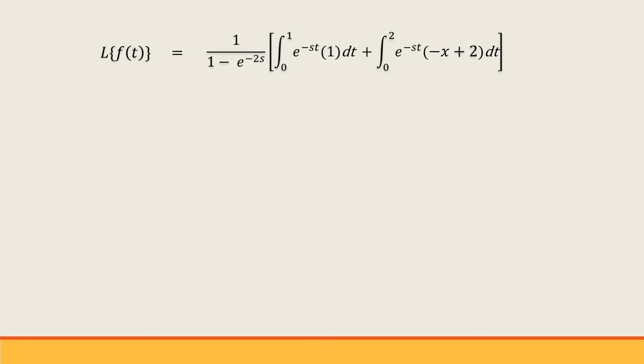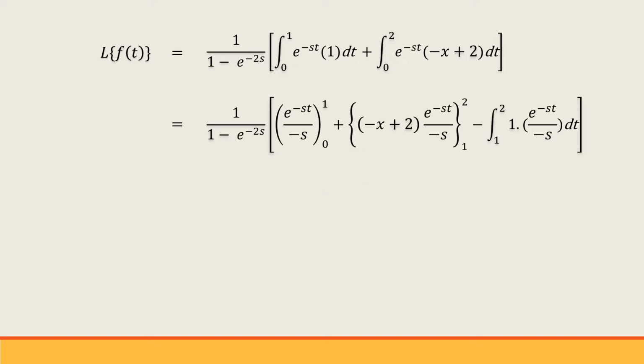So, now on solving the integral, we get the integral of e raised to the power minus st as e raised to the power minus st by minus s from limit 0 to 1. And for finding the integral of e raised to the power minus st into minus t plus 2, we can use integration by parts. So, by integration by parts, we get minus t plus 2 into e raised to the power minus st by minus s, limit from 1 to 2, minus integral 1 to 2 e raised to the power minus st by minus s into dt.